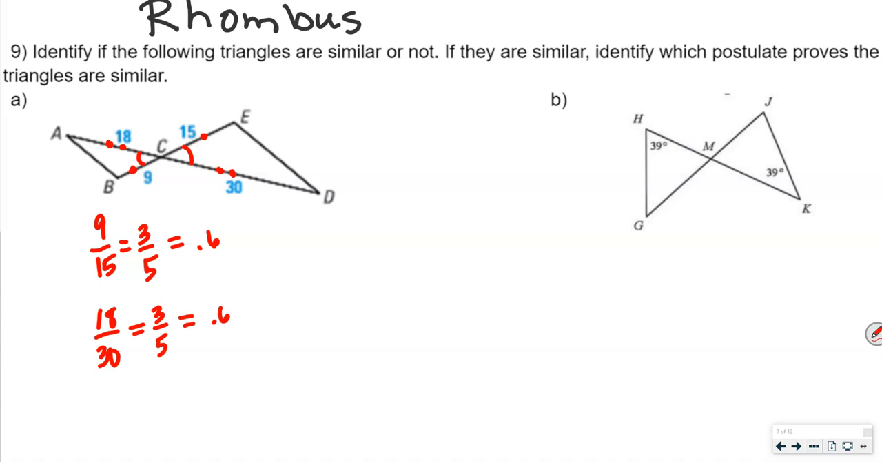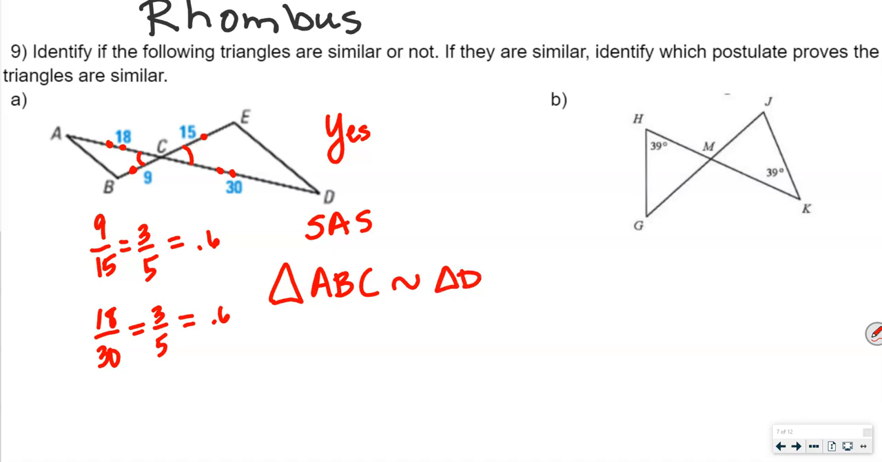And so, yes, it says identify if the triangles are similar or not. The answer is yes. If they are similar, identify which postulate proves the triangles are similar. So this would be side, angle, side. And I'm also going to write the triangle similarity statement, okay? So I'm going to say triangle ABC is similar with, okay, so I started at the end of the long side, right? So what am I starting with over there on the right? The end of the long side, right? So that would be D. And then I went across the nothing side, right? Nothing's on that side, so I went D, E, and then I ended at the vertical angle, right? So that's what I'm going to do there, okay?